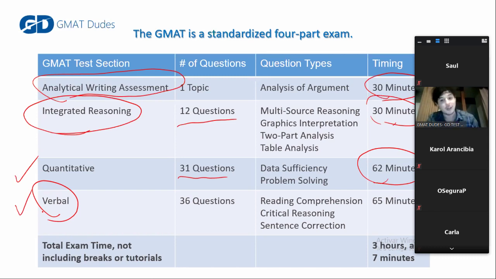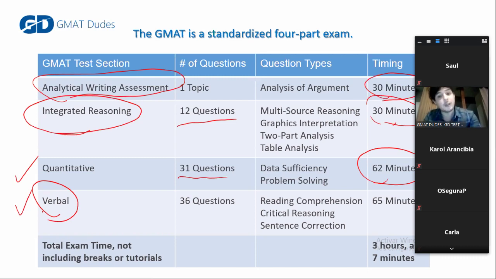The verbal section, a lot of people who take the GMAT think of the verbal section as an English exam. But as a matter of fact, the verbal section of the GMAT does not evaluate English proficiency. Of course, during your application process, you're going to have to take an English test, but that English test is known as the TOEFL. The verbal section for the GMAT does not evaluate English proficiency. Matter of fact, it evaluates verbal reasoning.